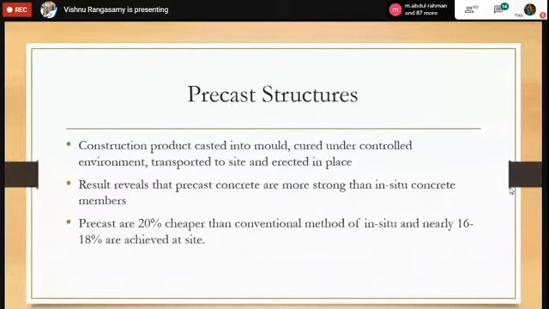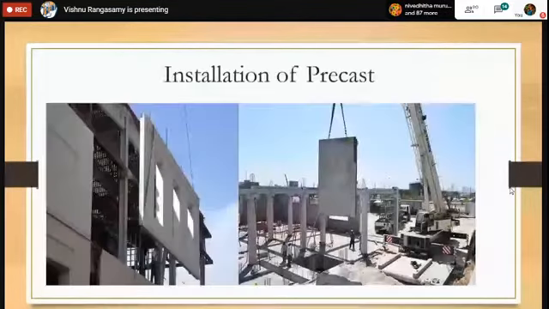Interesting to note that precast is 20% cheaper. We have done it, and we have attained up to 12% profit. Results show that it may be 20% cheaper than conventional, but at the site we have obtained 12 to 15%, and nearly 16 to 18% is achieved at some sites. That is in the theoretical paper, but we have achieved up to 12%. These are images showing how we install precast members at the site. The first picture shows installation of precast walls, and the second shows installation of precast walls.